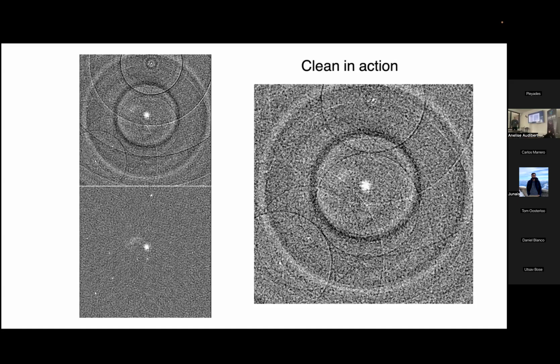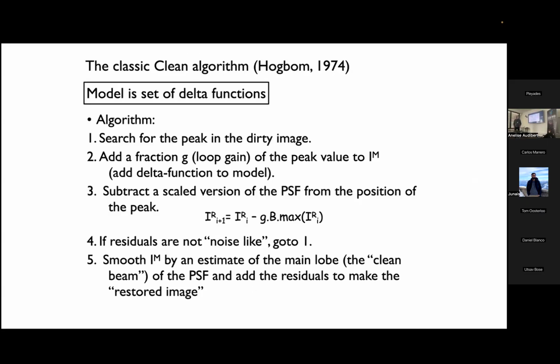Oh, it depends. Well, there's one thing I did not mention, a small detail. What I said is that in each iteration we pick a new source, we take its amplitude and we subtract it. This is not really what we do. We use a sort of damping factor called the loop gain. So if there is a source of 1 Jansky, we subtract maybe 10%.